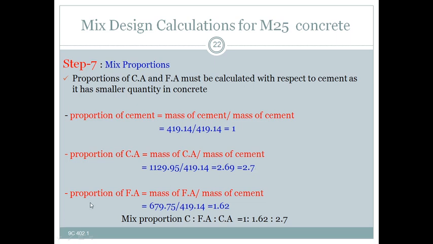And finally, the proportion of fine aggregate is equal to the mass of fine aggregate by the mass of cement. I know the mass of fine aggregate I calculated in my last step, that is 679.75 by 419.14, which is equal to 1.62. So there ends the story. Finally, the proportion of cement is 1, the proportion of fine aggregate is 1.62, and the proportion of coarse aggregate is 2.7. The mix proportions are represented as cement is to fine aggregate is to coarse aggregate equal to 1 is to 1.62 is to 2.7.